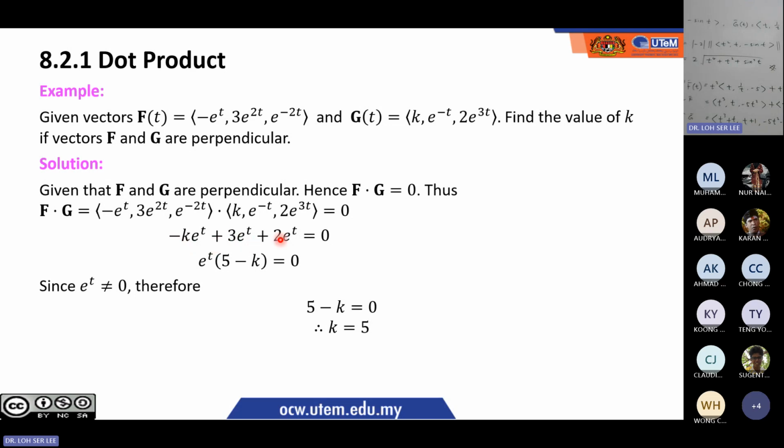This one you have 5 e to the t. This one you have minus K e to the t. You factorize the e to the t, so you have negative K plus 5, that means 5 minus K. They are the same. And e to the t will never be 0. No matter what the value of t is, exponential, you will never get 0. So 5 minus K equals 0, and K is 5.